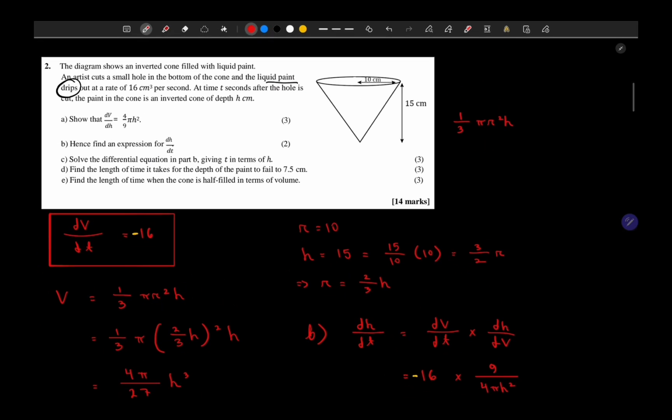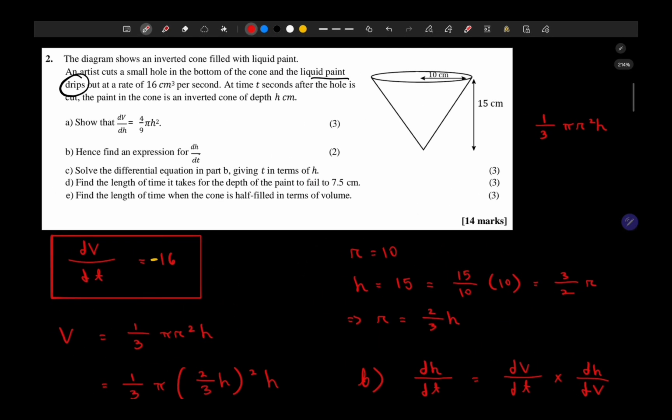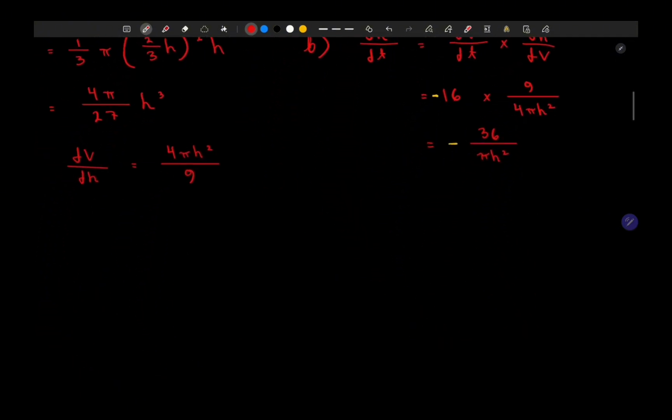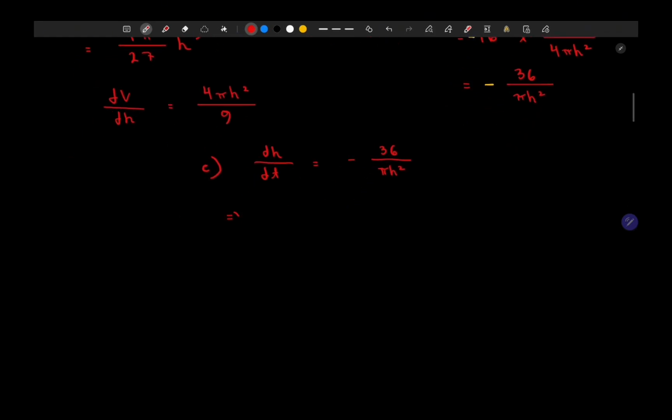Alright. Now moving on to the third part of the question. Solve the differential equation in part B giving t in terms of h. So we know that dH over dt equals negative 36 over pi h squared. Now we need to make t the subject. So first of all, we need to separate the variables. So this will be pi h squared times dH equals negative 36 times dt.